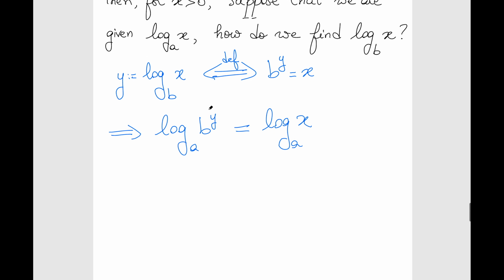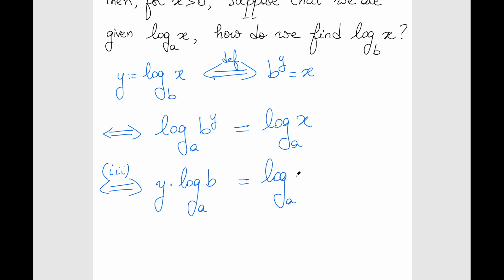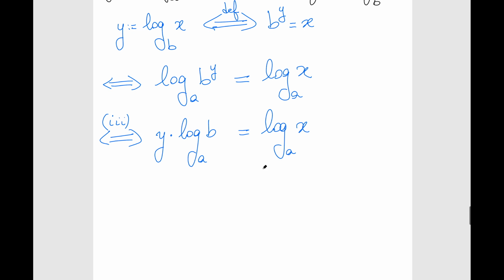All right, property 3 that we've been dealing with above allows us to bring this power all the way to the level of the coefficient, right? By the way, they're all equivalent. By property 3, we can write y times log base a of b equals log base a of x. Am I correct? We got this.